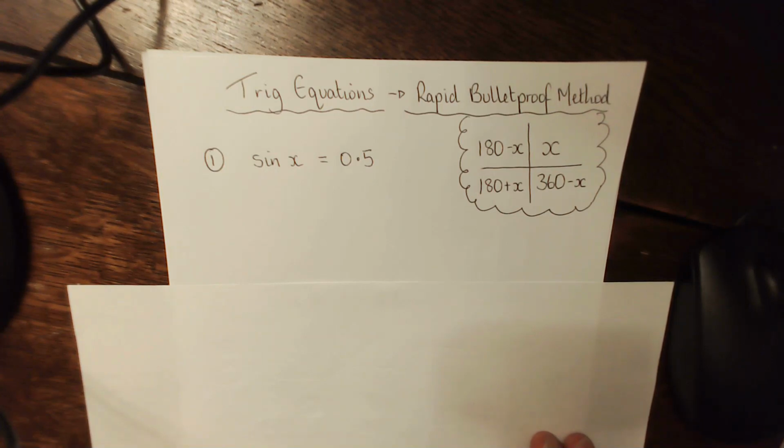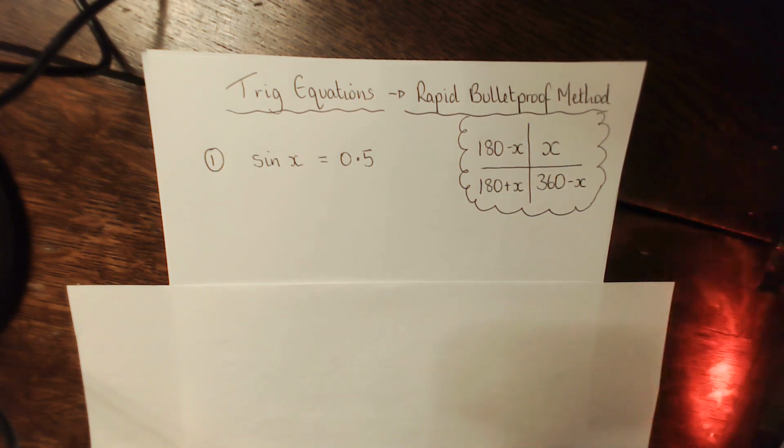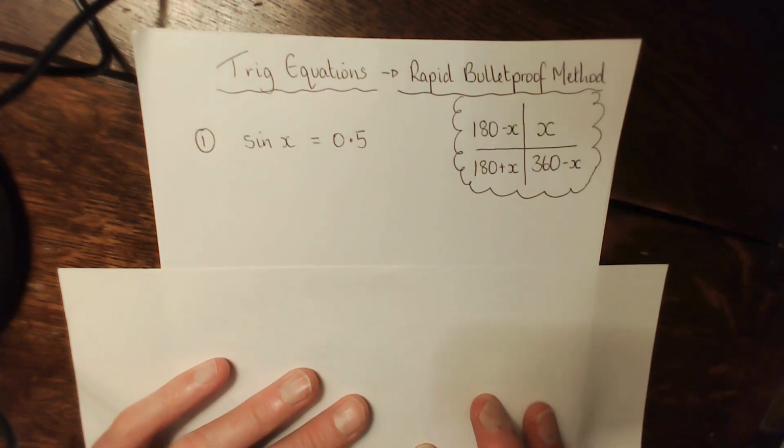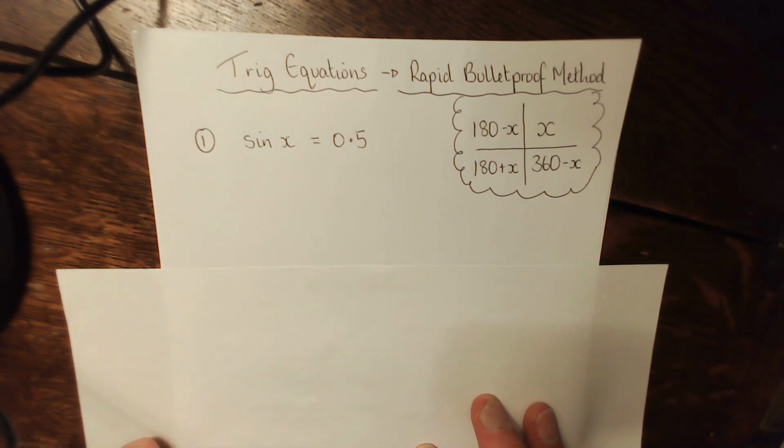I'm going to do trig equations today, and we're going to go for the rapid bulletproof method. Over many years, I've tried to refine this, and I've tended to find, for kids that find this quite tricky, this is a bulletproof method.